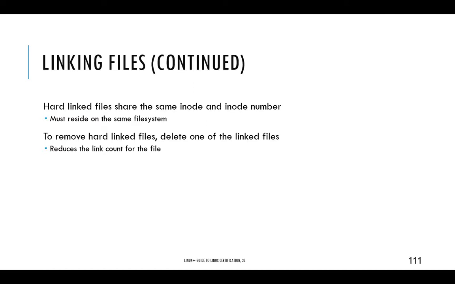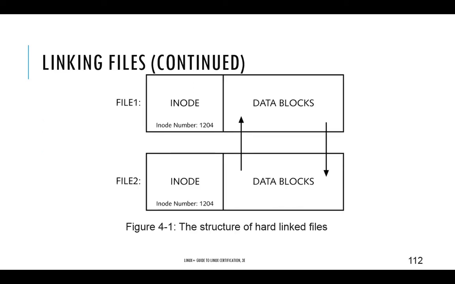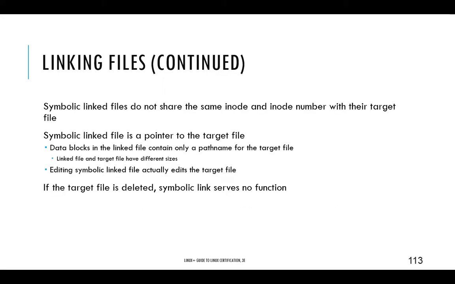Hard link files share the same inode and inode number. Okay? To remove a hard linked file, delete one of the linked files first. What it means is, if I have two different files that have the same inode, this is very similar to those pointers that we talk about in Windows where it's pointing to files that are in different locations. Same idea. The data is recursive in these because of this inode number. Alright, and I'll show you all how to look that up.